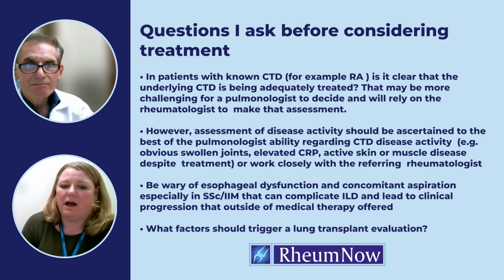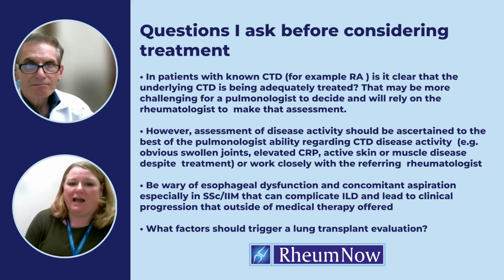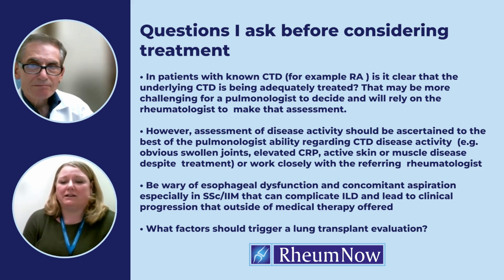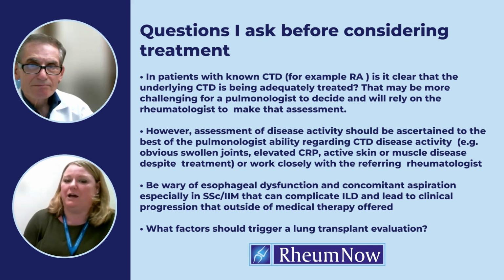And then, as we both think about this, there are questions that I ask before I'm considering treatment. If I have someone who has known connective tissue disease, for example RA, is it clear that their connective tissue disease is being adequately treated? Are their joints really well controlled on their current medication, or are they having active joint flares on top of it? If they are, that may lead me to have a different conversation with a rheumatologist about whether we should change medications altogether and think about something that might treat lungs and joints.